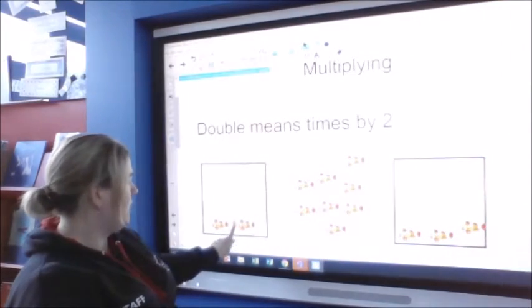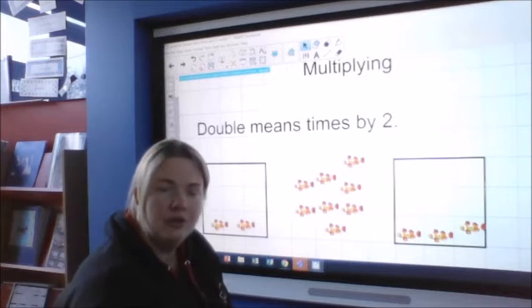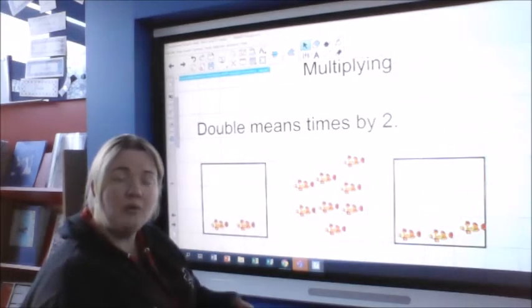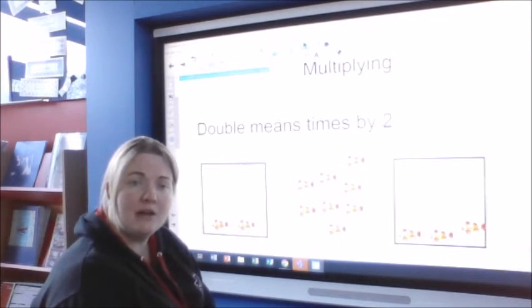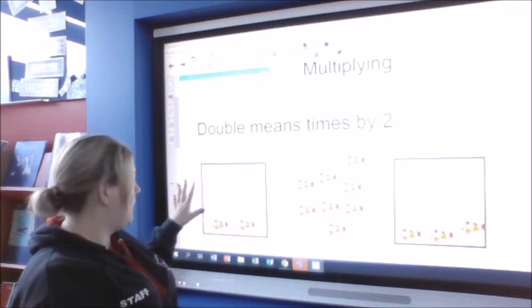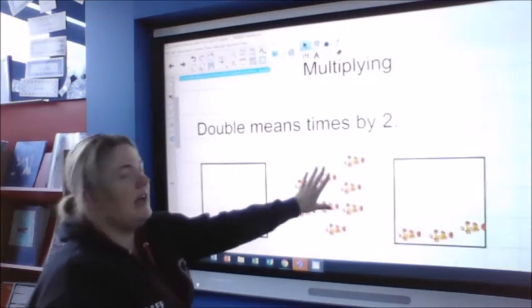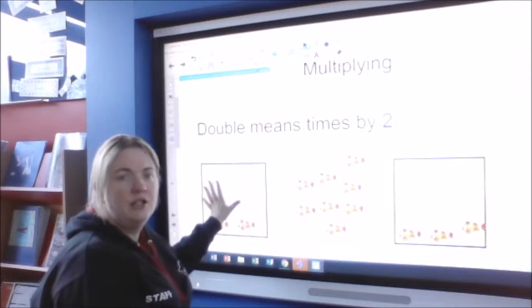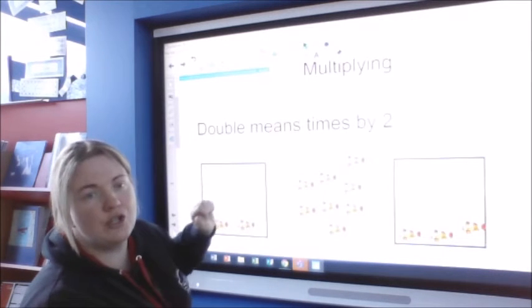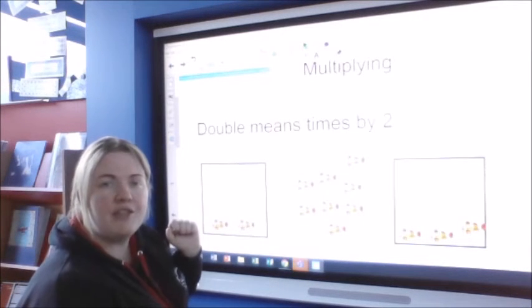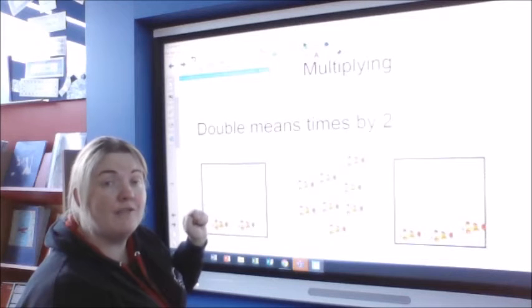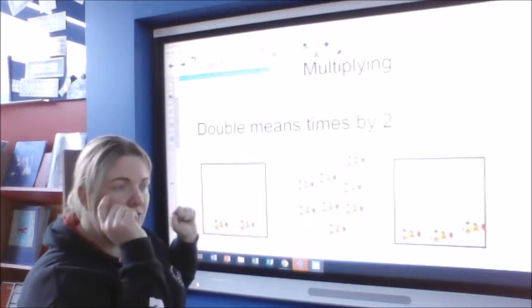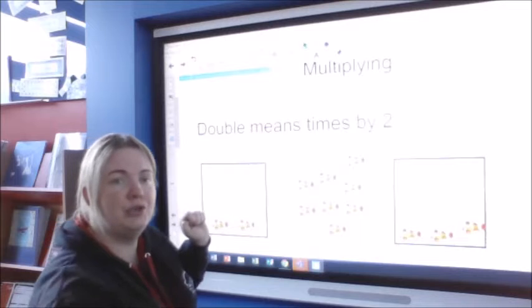We have 1, 2. We have 2 fish, and I want to double the amount of fish that are in that box. So if there's 2 there, how many am I going to need to double it? What is double 2? Have a think. You might have a go at drawing it on your whiteboard. You can have a go at drawing the fish. Double 2.